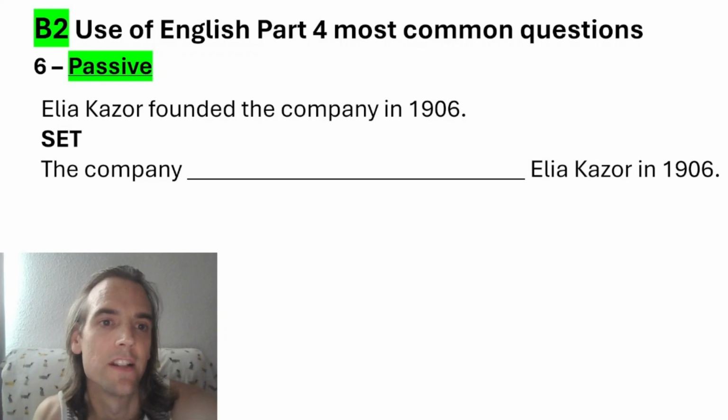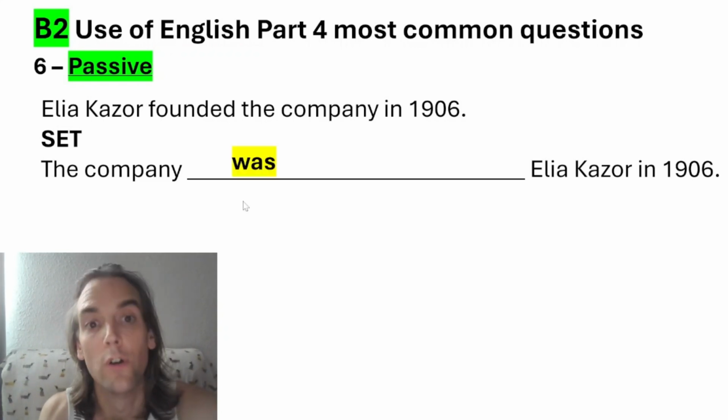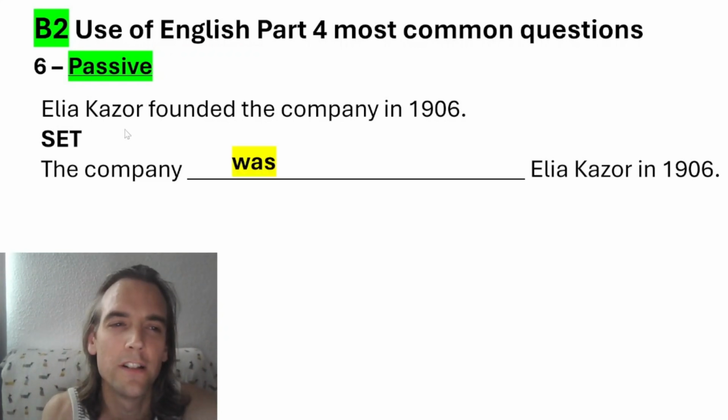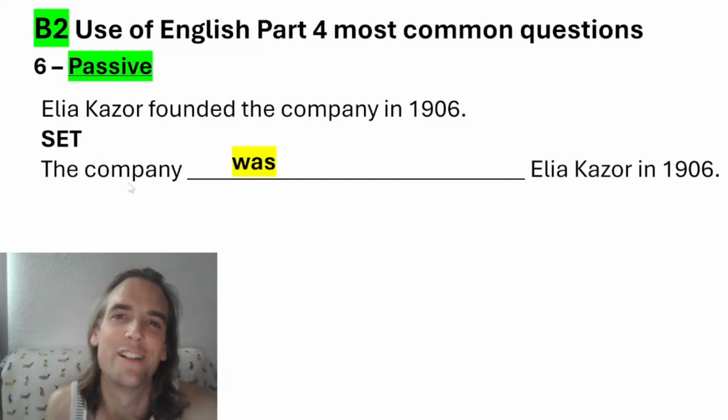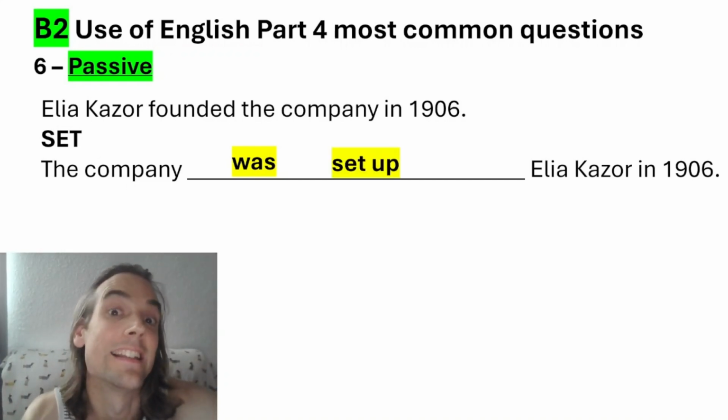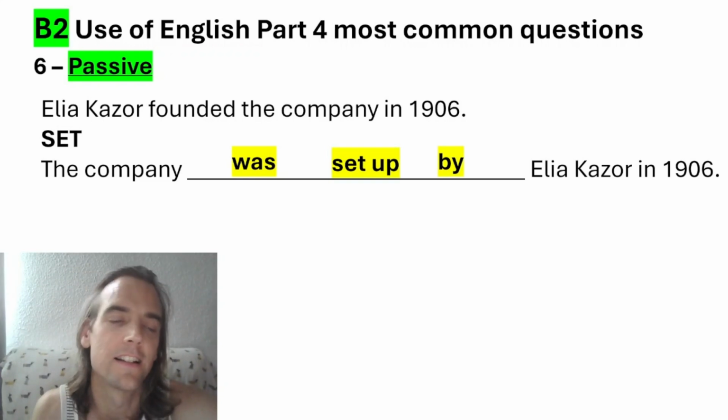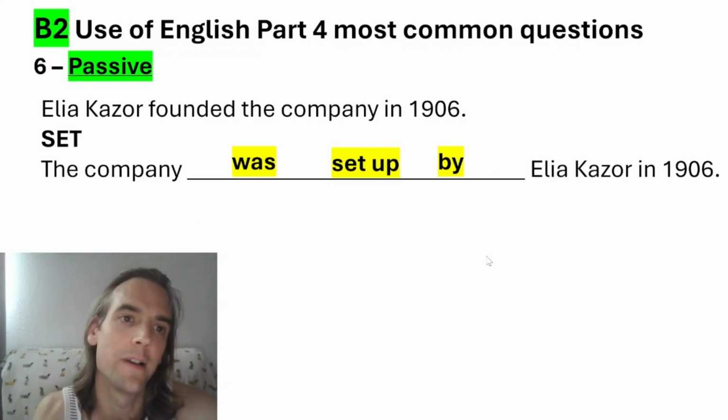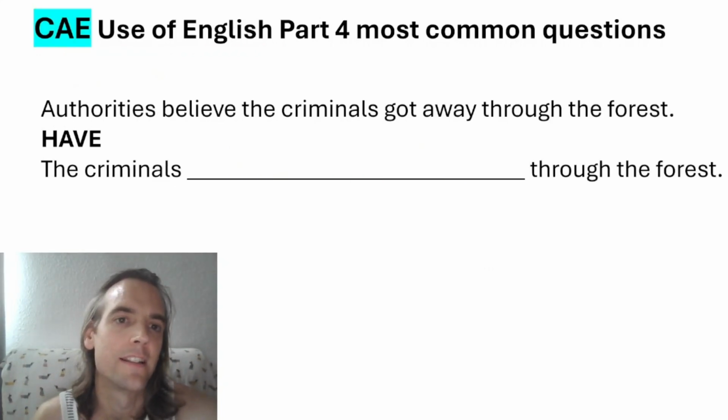We need a passive sentence. He founded it. It was. And then a word with founded, with set, the most common phrasal verb in Cambridge exams, set up by Elia Kazor. We need by for the passive to say who did it, don't we? So that's your B2 passive question. What about C1? Authorities believe the criminals.